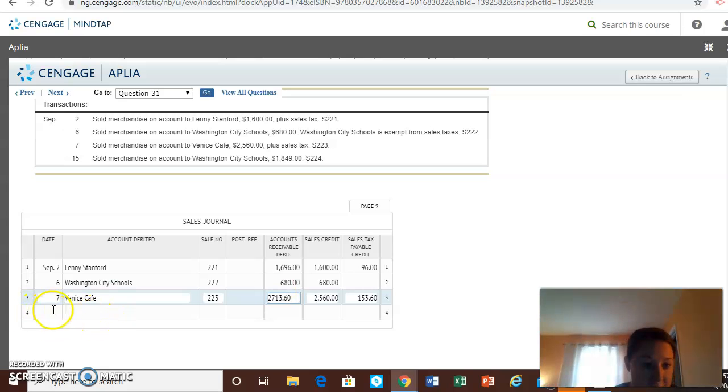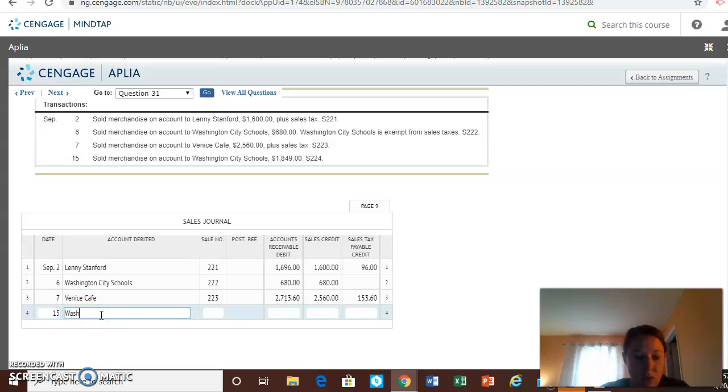And then lastly, we have on the 15th another transaction with Washington City Schools. So Washington City Schools, the invoice number is 224. Accounts receivable debit and sales credit are going to be the same again because no tax. So $1,849 and $1,849. All right, so that is it.